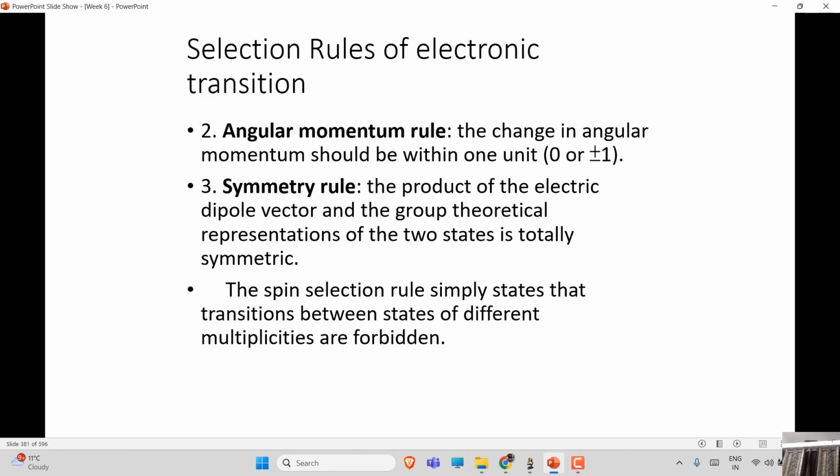And you have the angular momentum rule. The change in angular momentum should be within 1 unit. And you have the symmetry rule. The product of the electrical dipole vector and the group theoretical representations of the two states is totally symmetric. Now, the spin selection rule simply states that transitions between states of different multiplicities are forbidden.